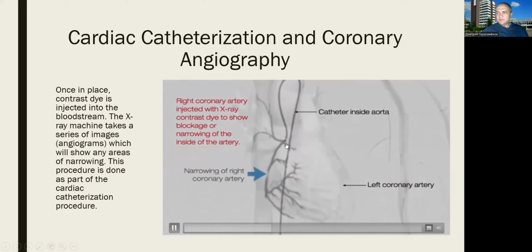So here you can see all main coronary vessels, and the right coronary artery injected with X-ray contrast dye to show blockage or narrowing of the inside of the artery. Here is the narrowing of the right coronary artery, you can see here. So what we can conclude, this is a thin place of the right coronary artery. This is the place of the atherosclerotic lesion.